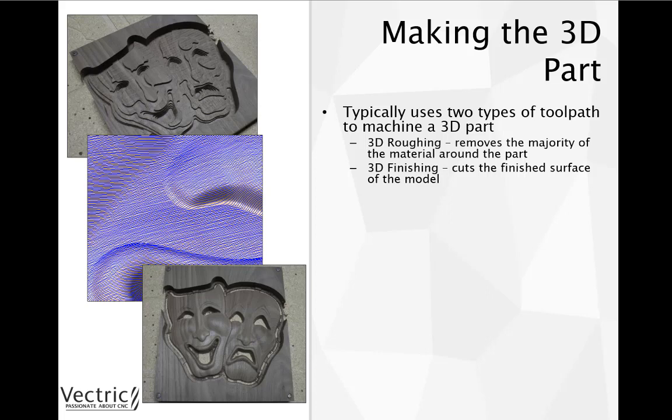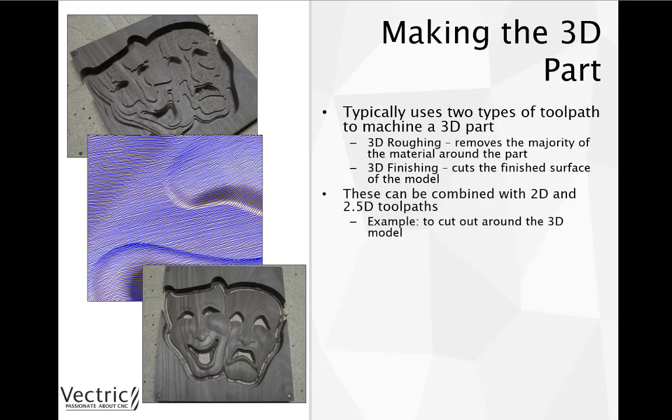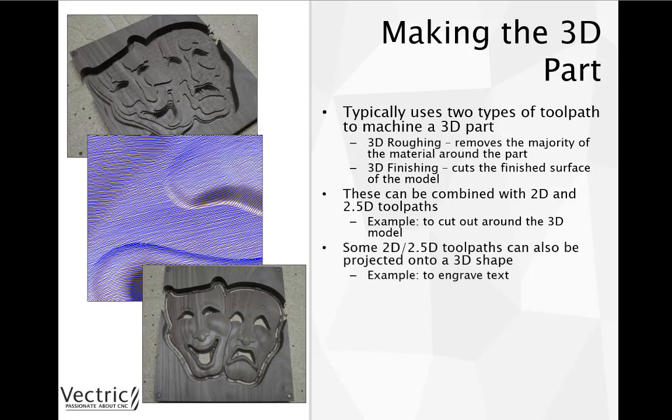As well as doing 3D toolpaths, you may want to combine these with 2D and 2.5D toolpaths. For example, you may want to run a 2D profile to cut around your 3D part. There are some 2D and 2.5D toolpaths that can also be projected onto a 3D shape. For example, I may want to cut out a model of a banner, so I'd run my 3D toolpaths first, and then using a V-bit, I could project the text onto the model with the V-carve toolpath.